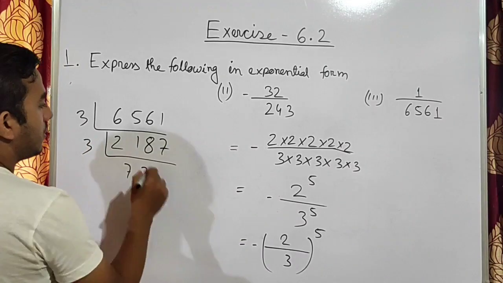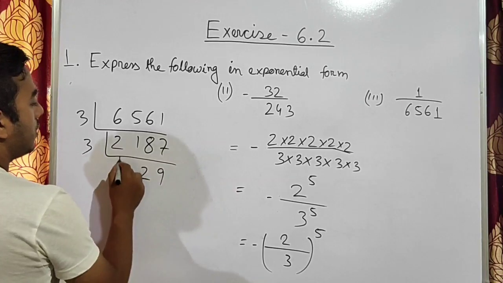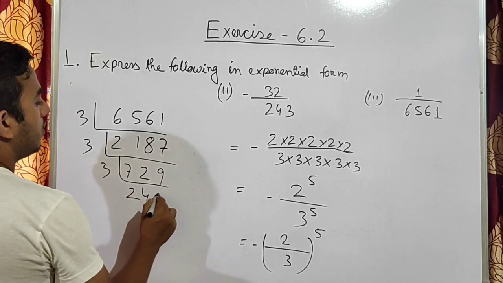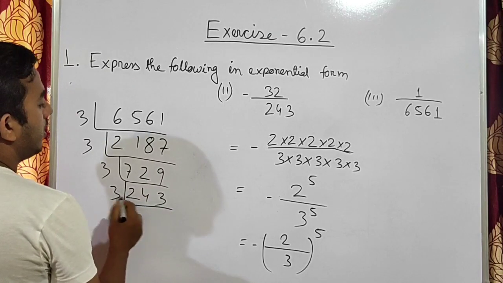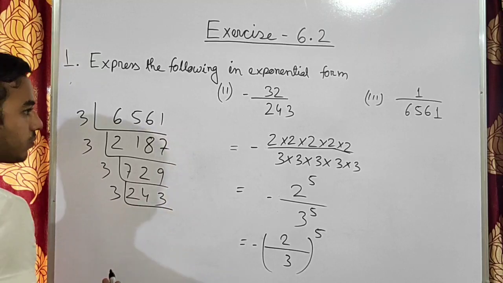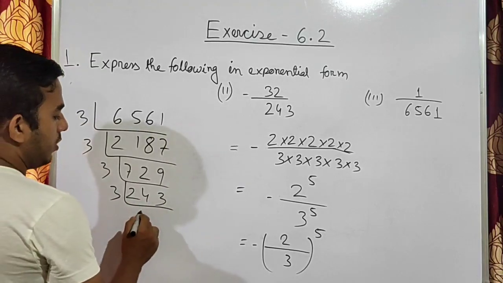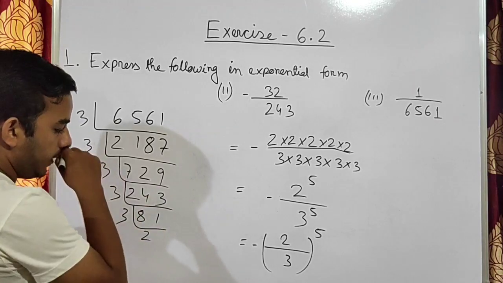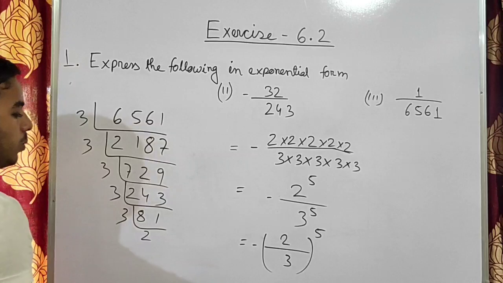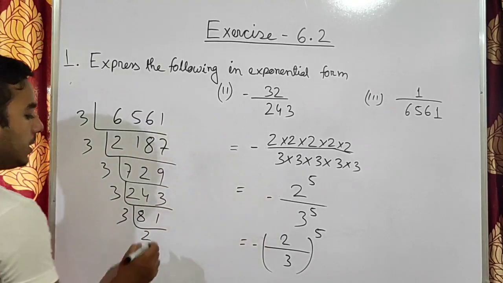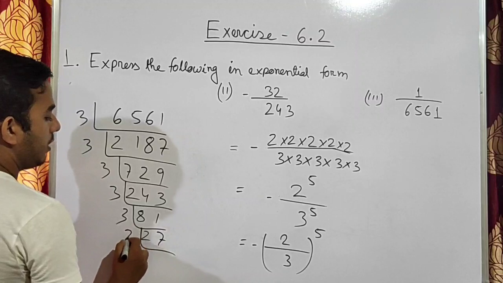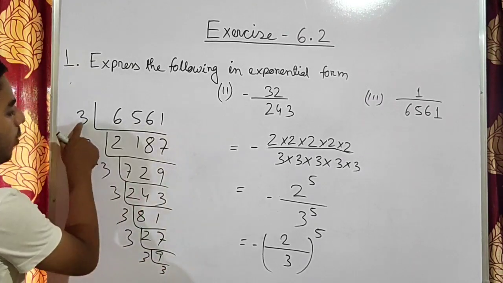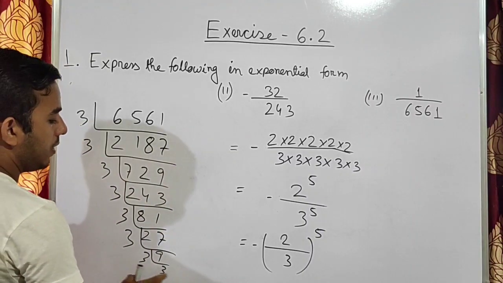3 into 2 is 6. 2, 7. 3 into 9 is 27. Then 3 into 2 is 6. 1, 2. 3 into 4 is 12. 3 into 3. Then 3. 3 into how much? 3 into 8 is 24. 3, 1. 3 into 2 is 6. Then 2, 1, isn't it? 3 into 7 is 21. Then 3 into 9. Then 3 into 3. Clear? How many? 1, 2, 3, 4, 5, 6, 7, 8.